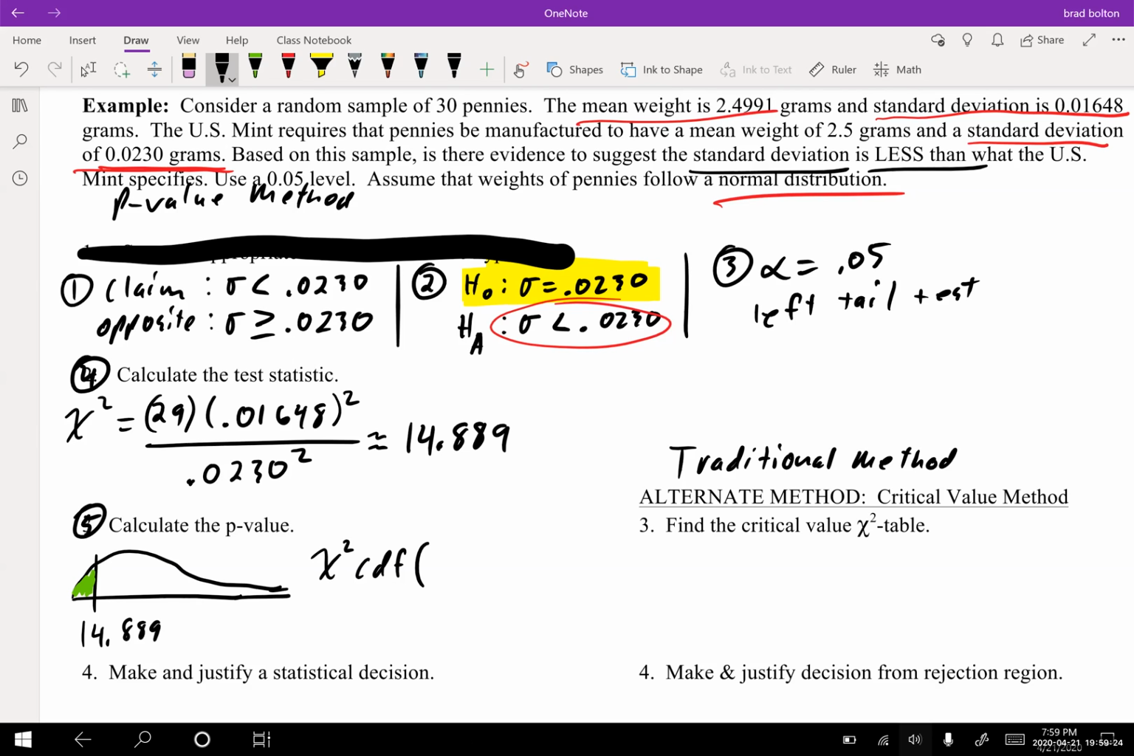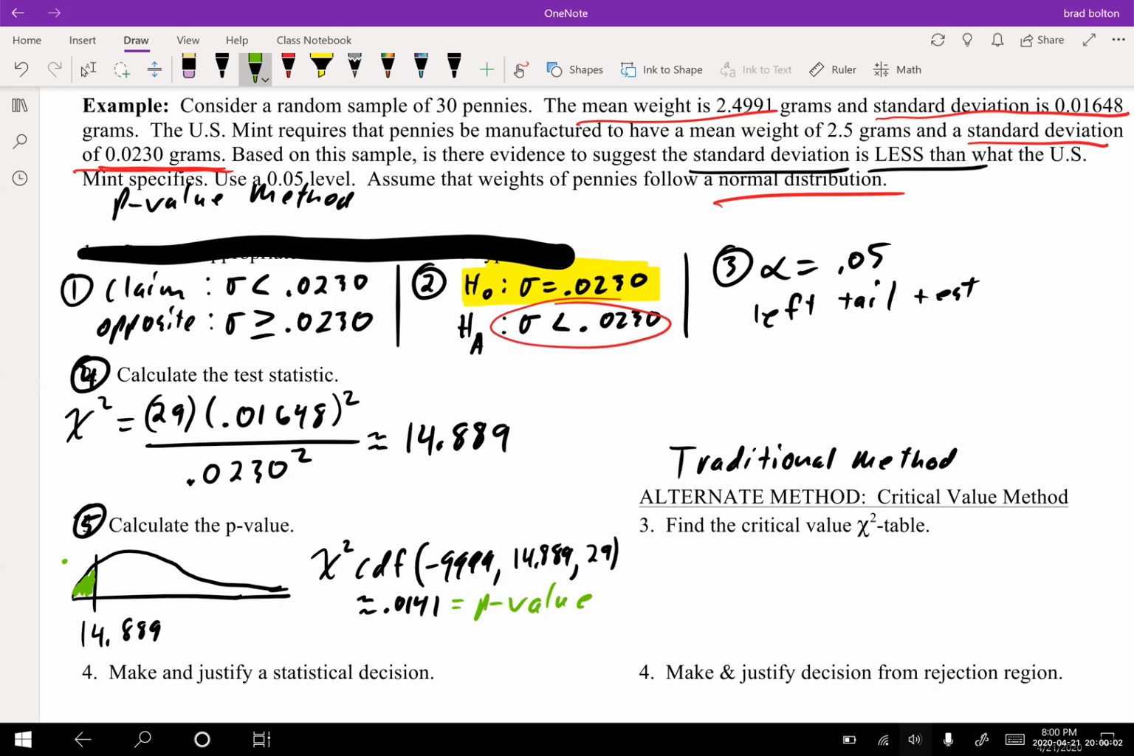So we now have chi-squared CDF. Let's see what they want. They want the lower bound. Well, it's technically 0, but go ahead and use -99999, but it's actually 0 because it can't go lower. The upper bound is 14.889, and the degrees of freedom is 29 because there were 30 pennies. Hit enter, and I get approximately 0.0141. So this is my p-value.